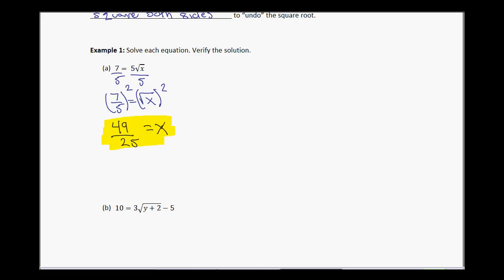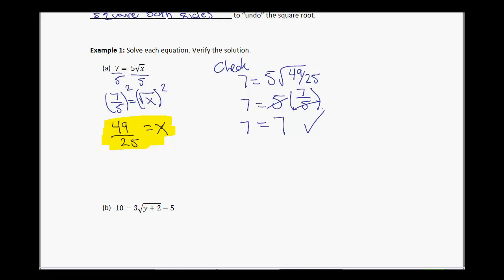That is the value of x we found, but let's check to see if we did that right by plugging back in for x with 49 over 25. So 7 equals 5 root 49 over 25. 7 equals 5 times the square root of 49 over 25, which is 7 over 5, right? 7 equals, our 5's cancel out, and we're left with 7. So we did our solution correctly.